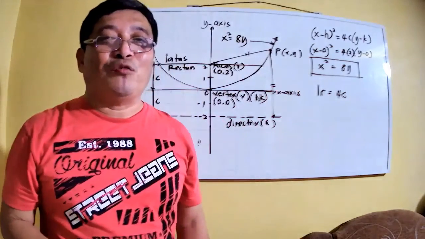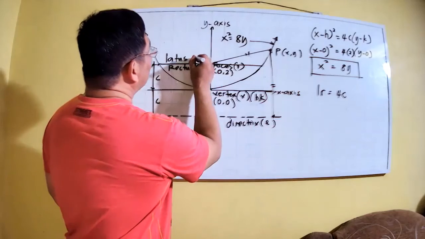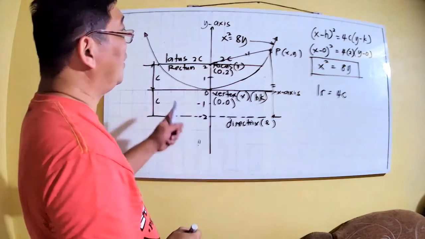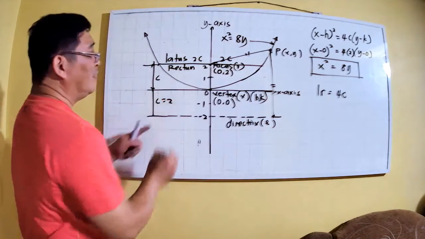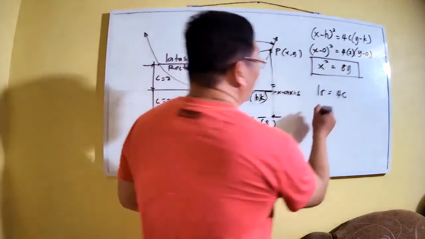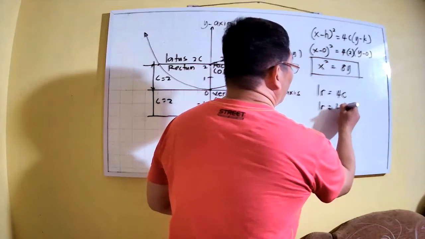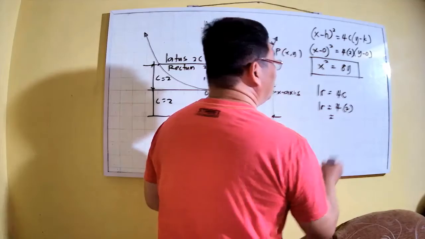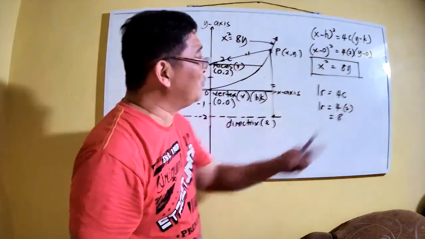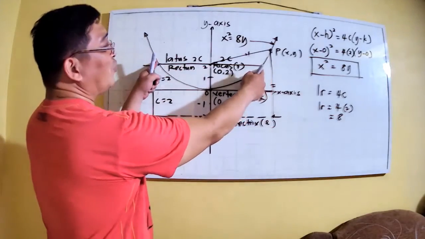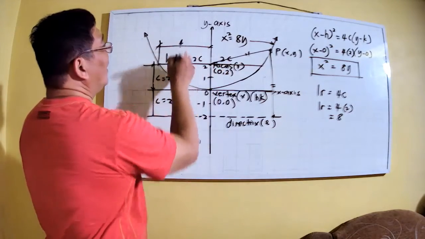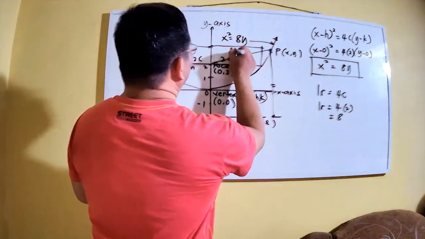If latus rectum is equal to 4c, therefore, this is 2c. Ang kabila will also be 2c. So therefore, c is equal to 2. There is no negative distance. C is equal to 2. Latus rectum is equal to 4 times 2 is equal to 8. If the latus rectum is equal to 8, the totality of the length of this latus rectum is equal to 8. So therefore, the half of this is 4. And the half of this is equal to 4.